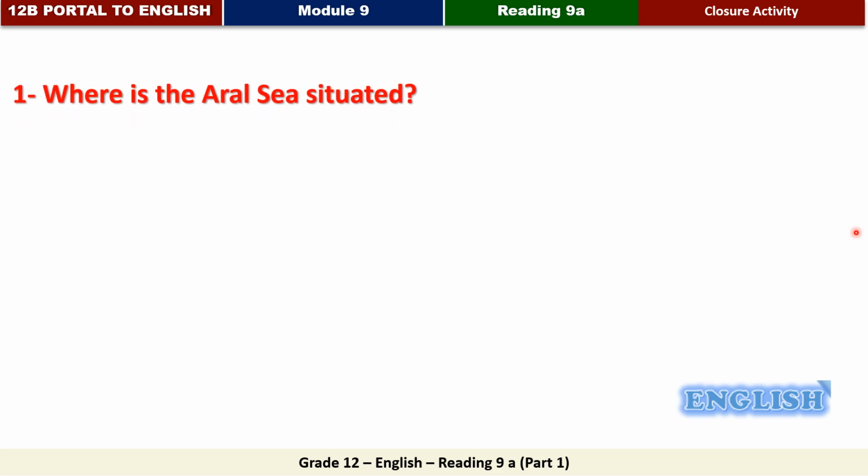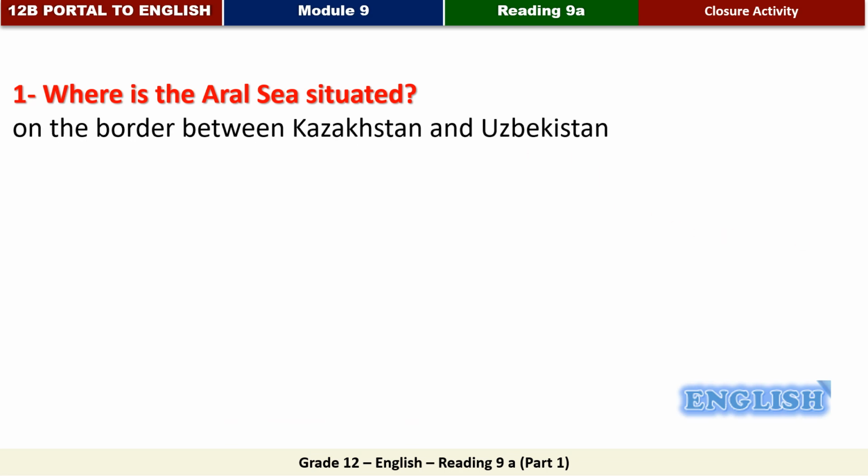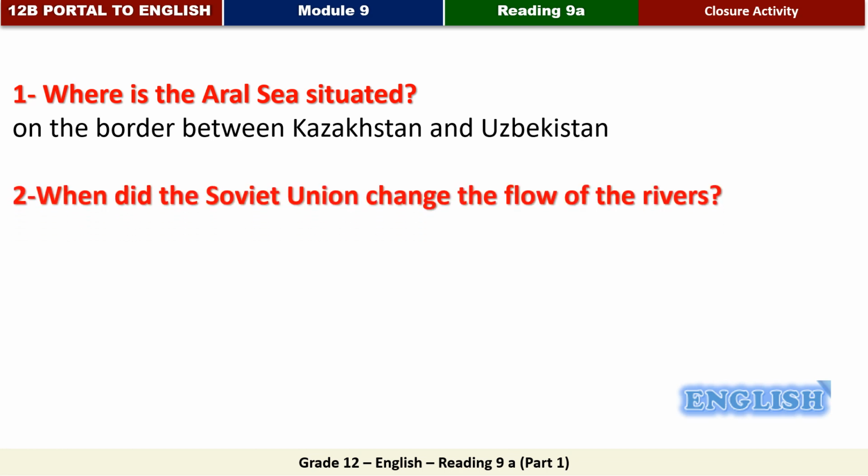Okay, now let's try to check our understanding of the reading passage. Where is the Aral Sea situated? Yes, good. On the border between Kazakhstan and Uzbekistan. Very good. Question 2. When did the Soviet Union change the flow of the rivers? Think for some time. Good. In the 1960s.